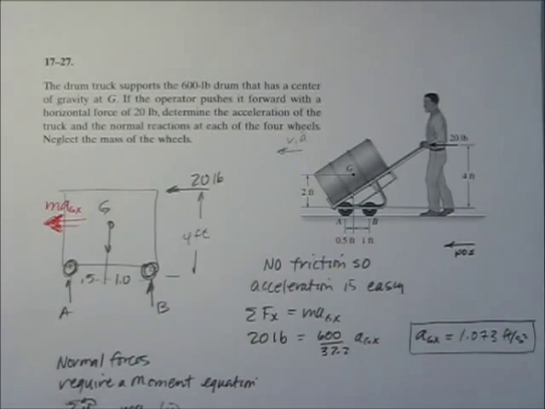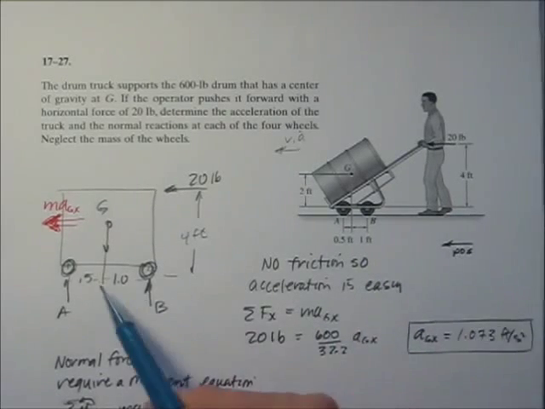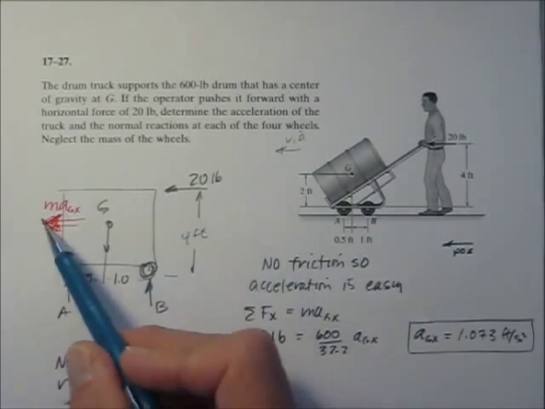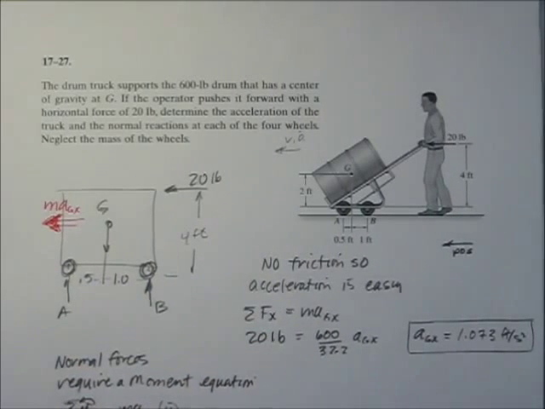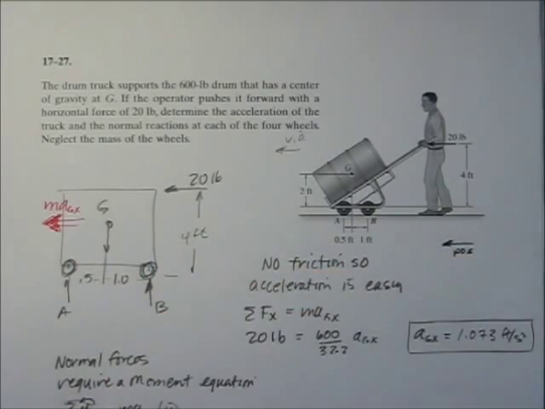So if I look at the mass force, the sum of the forces in the x direction is equal to mass times acceleration in the x direction. There's no friction, so acceleration is pretty easy. In this case, I'm going to define positive as going to the left. Sometimes positive can be an arbitrary thing, so I chose left as positive for my convenience. That way I'm pushing in a positive direction and I'm accelerating in a positive direction.